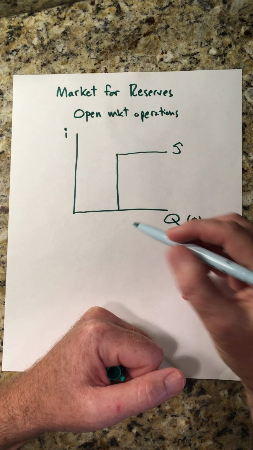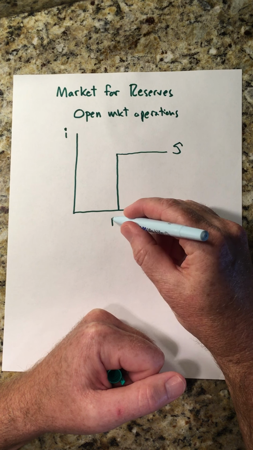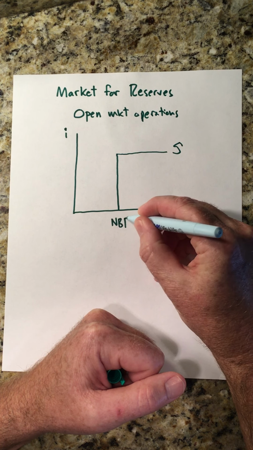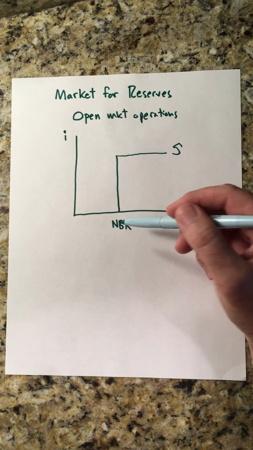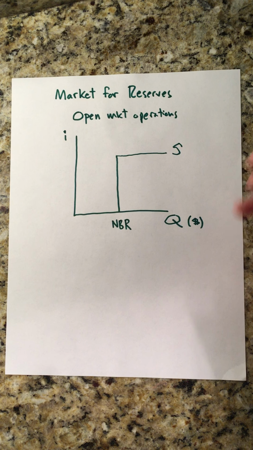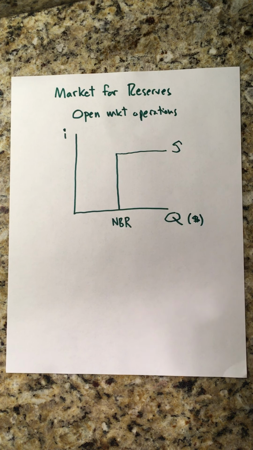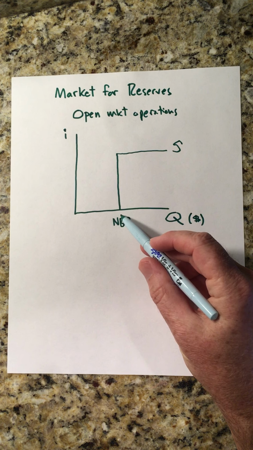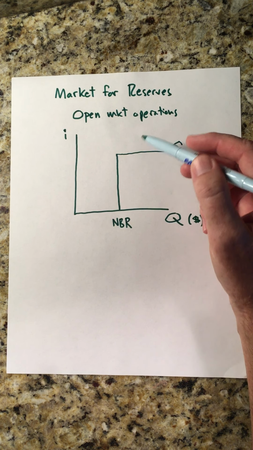The way that works is there's a certain amount of reserves in the economy at a given point in time. That's what's called non-borrowed reserves. These are the reserves that are held by commercial banks. So you can look at the reserves that Wells Fargo has, the reserves that Citibank has, and so on. You add all that up and you get this number, some giant number measured in dollars.